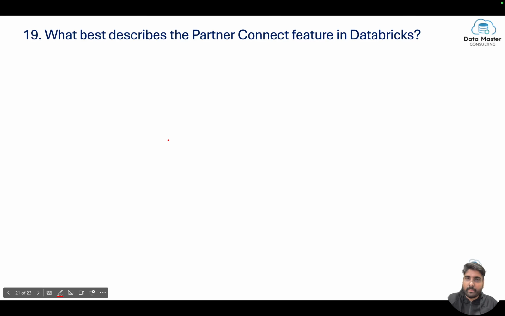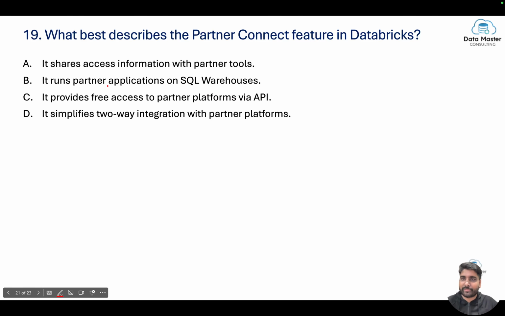Moving further, what best describes the partner connect features in Databricks? Just now we have seen. It shares access information with partner tools, maybe, but not correct. It runs partner application on the SQL warehouse. Yeah, true. As I mentioned, it runs the partner application on the SQL warehouse. Again, may be correct, but we need to check which one would be the most appropriate. It provides free access to partner connect via API. No, it doesn't provide a free access, nothing like that. It simplifies two-way integration with partner platform. Yeah, that is correct. So two-way integration.